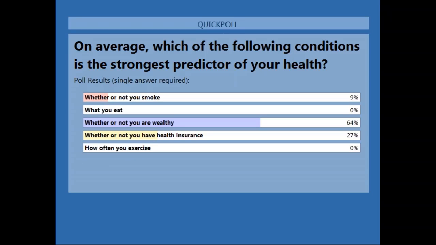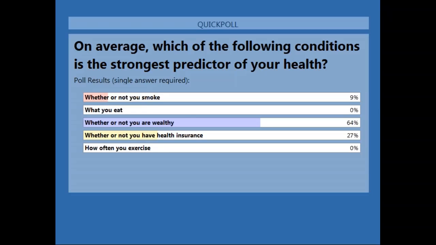64% of how many folks, Mike? How many folks answered the question? We have 14 on, in addition to us. Okay. All right. So 64% answered correctly: whether or not you are wealthy. Okay. 27% answered whether or not you have health insurance, which has a correlation with wealth. That is true. And then 9% answered whether or not you smoke.